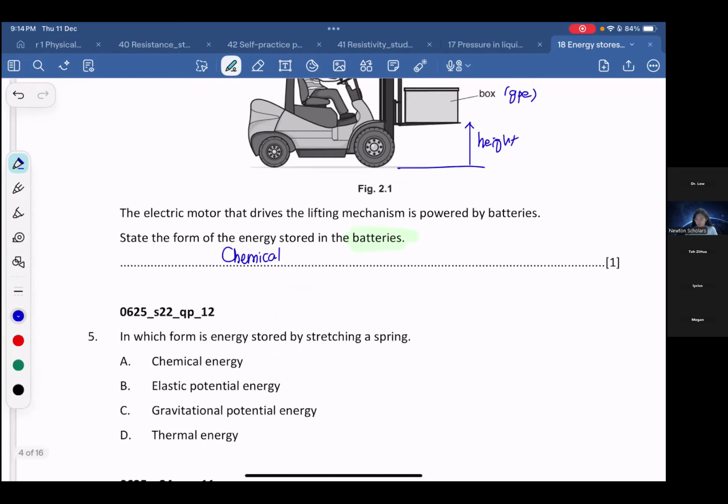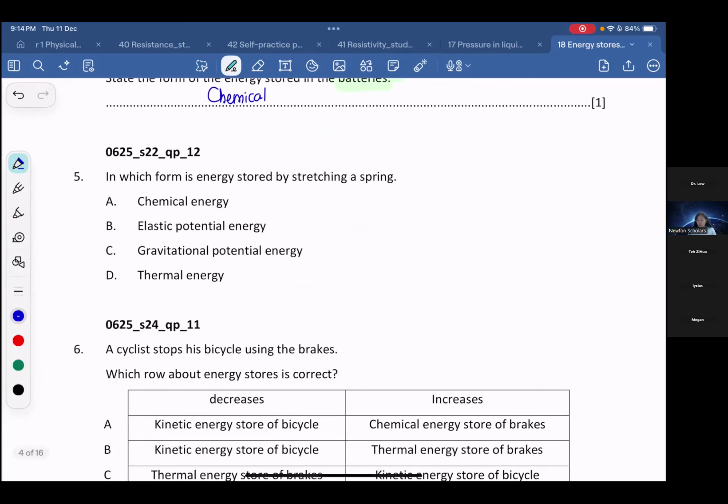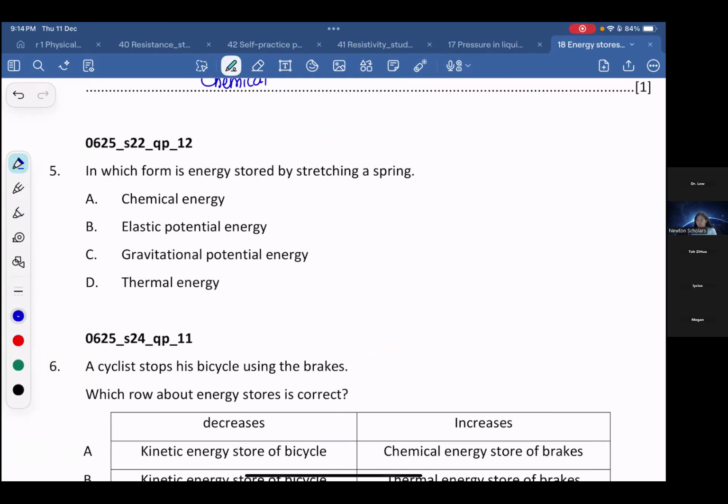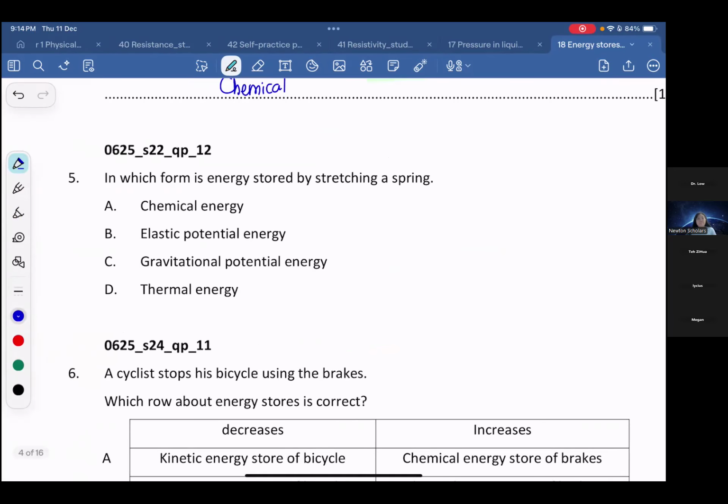Okay, here. In which form is the energy stored by stretching a spring? Angeline, correct. Any others? Stretch the spring. Correct. Megan, correct. Okay, no problem. B. Keyword stretch. Stretching. Okay, next.